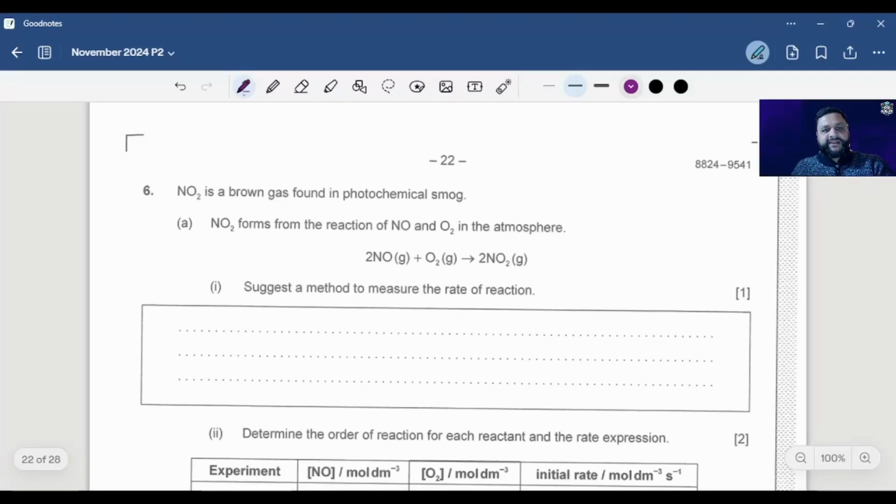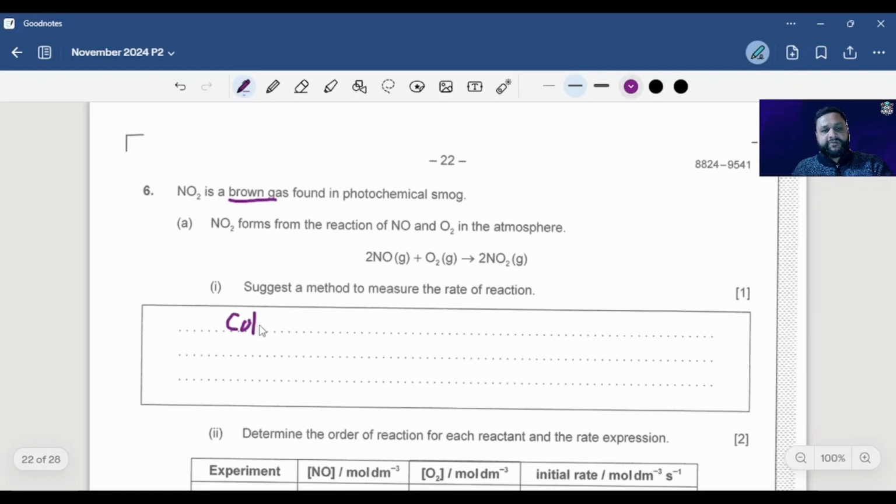NO2 is a brown gas found in photochemical smoke. NO2 forms from the reaction of NO and O2 in the atmosphere. Suggest a method to measure the rate of reaction. So let's look at the first part of the question. What we have, there is a color given, so brown gas. So we can use colorimetry.